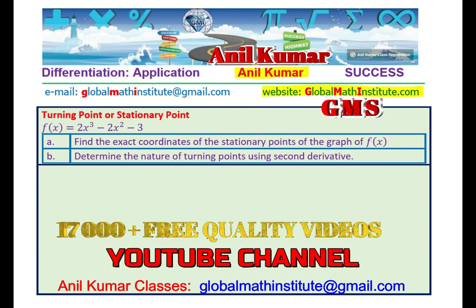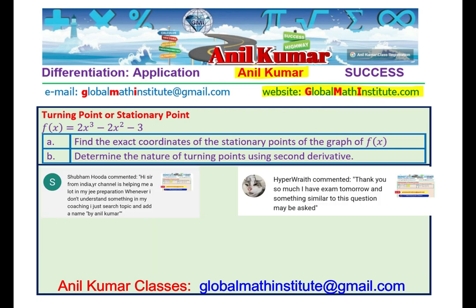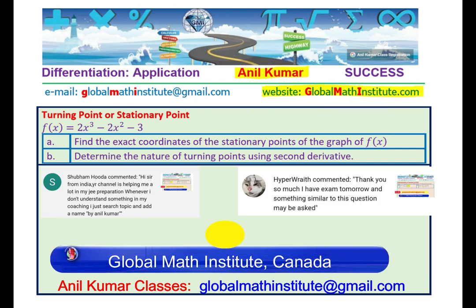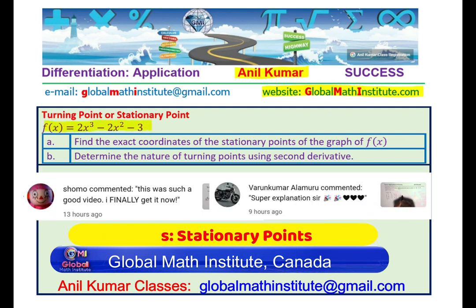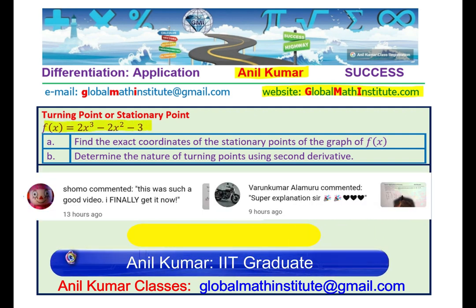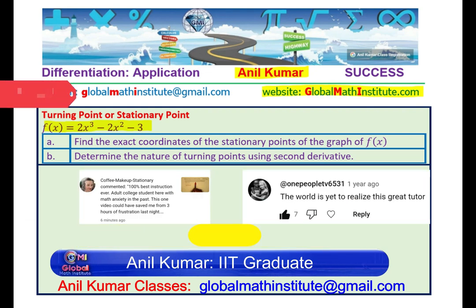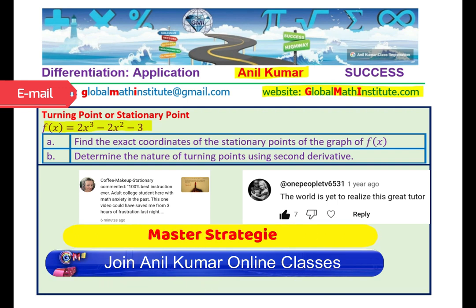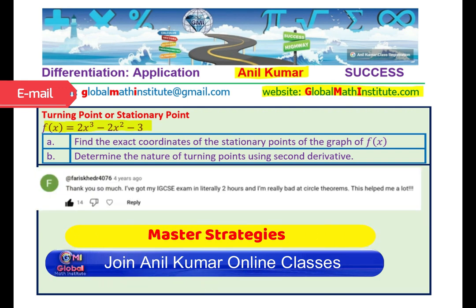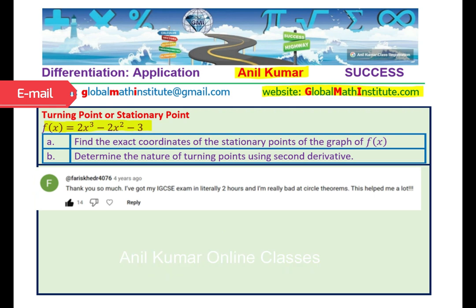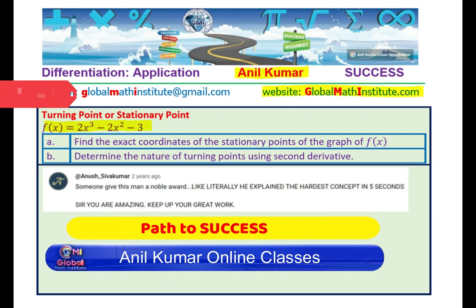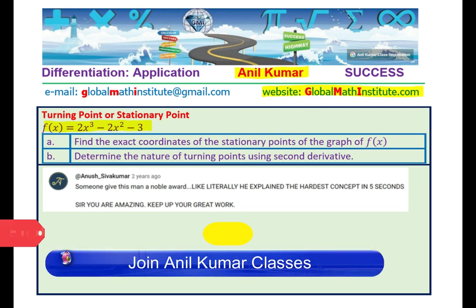In this video, we'll discuss turning points, which are also called stationary points, for the function f of x equals 2x cubed minus 2x squared minus 3. We need to find the exact coordinates of the stationary points on the graph of f of x, and then determine the nature of the turning points using the second derivative.